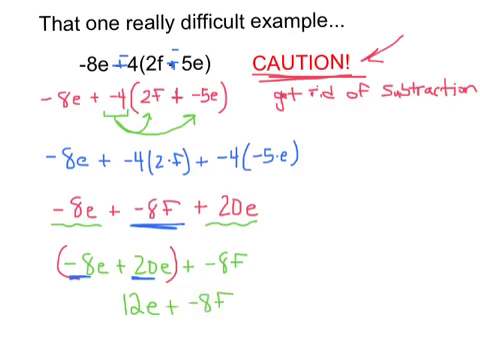Now, some of your books and examples would show that as 12e minus 8f. That's perfectly fine, but what I want you to do is not write anything in terms of subtraction. Try to use addition whenever possible.